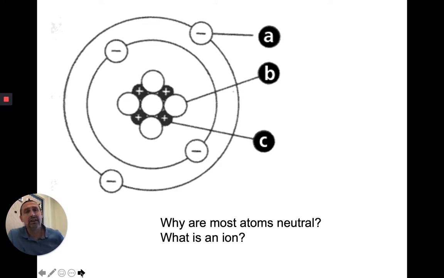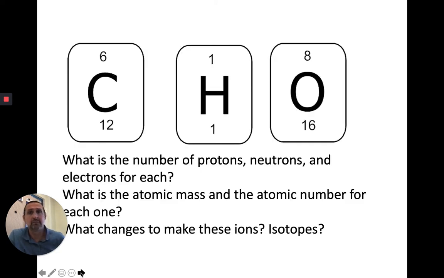An ion is when you have an extra electron or when you're missing an electron, so that the atom has a charge, either positive because you're missing an electron or negative because you have an extra electron.